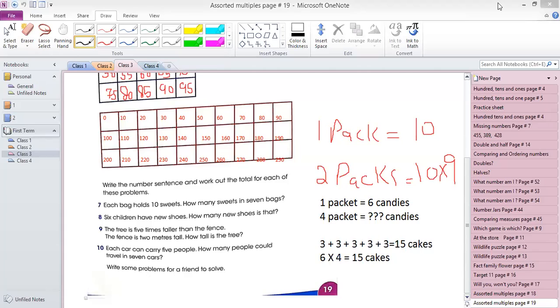The topic we finished in the last class was multiples. A quick revision from question 7 to question 10, which we completed in the last class, and then we will do some basics of multiplication.